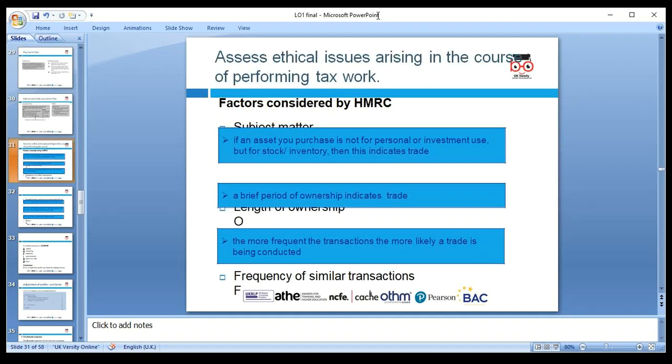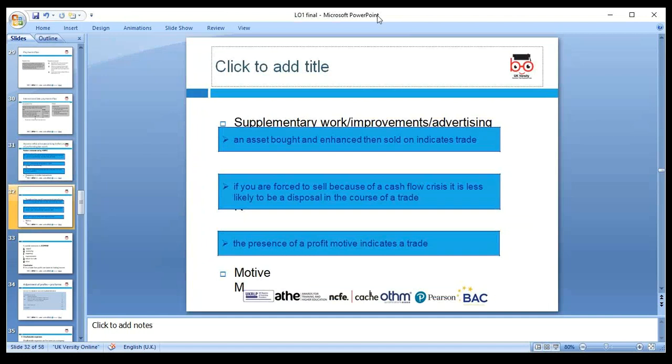Okay, next we have ethical issues arising in the course of performing tax work. Factors we need to consider: subject matter. If an asset you purchase is not for personal or investment use, but for stock or inventory, then it indicates trading. If you have a brief period of ownership, that indicates trading. Who else owns it? We need to declare that, as well as ethical issues and frequency of transactions. We need to make sure which years they fall into. That's all we need to declare.